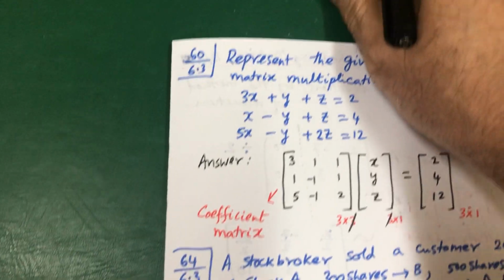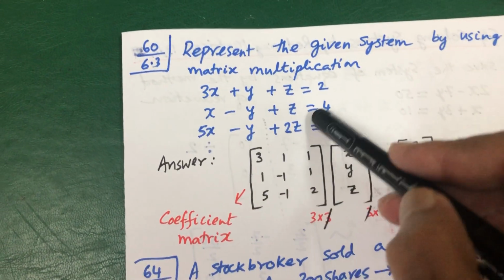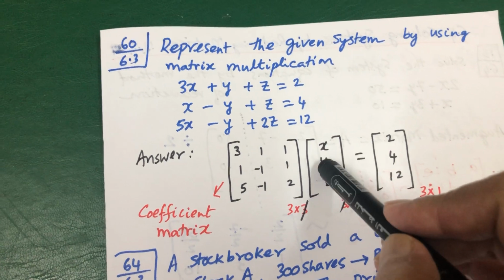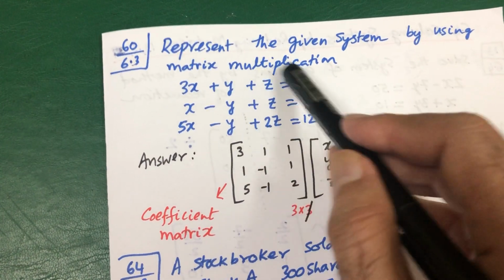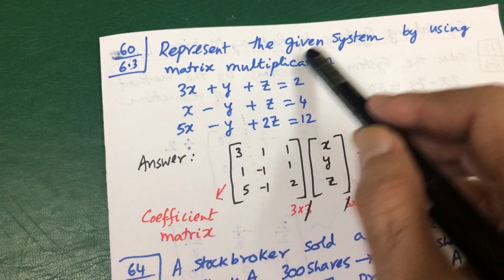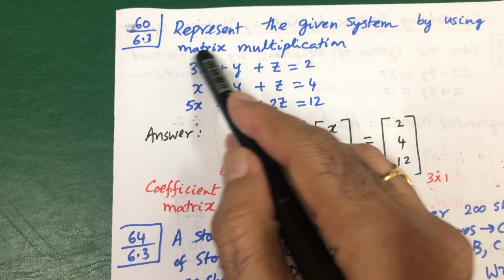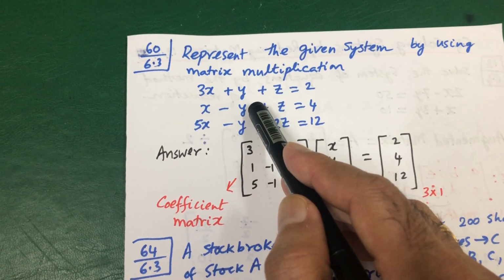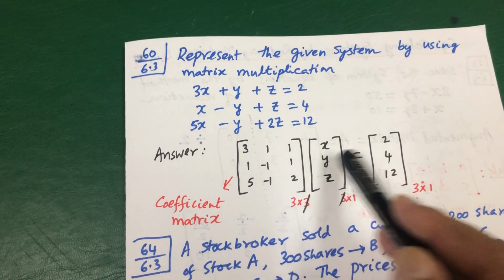Now what is the use of this matrix multiplication? The use of matrix multiplication is to represent a big equation like this in the form of a matrix. Very simple this is. Represent the given system by using matrix multiplication. He is asking us to write the system of equations, the mathematical system of equations, into matrix form.